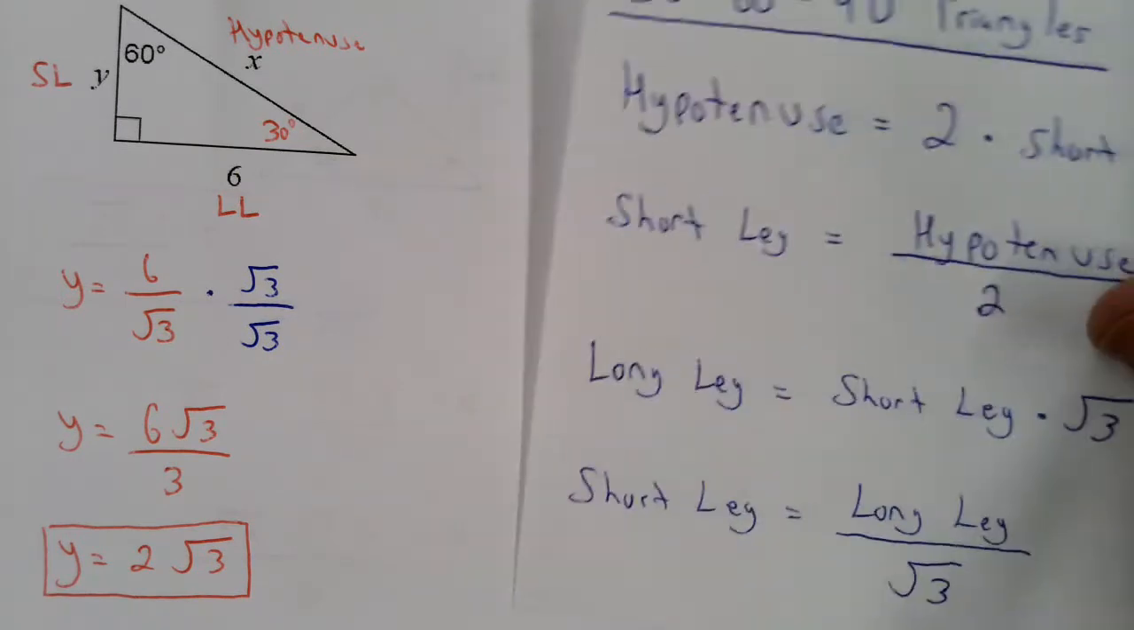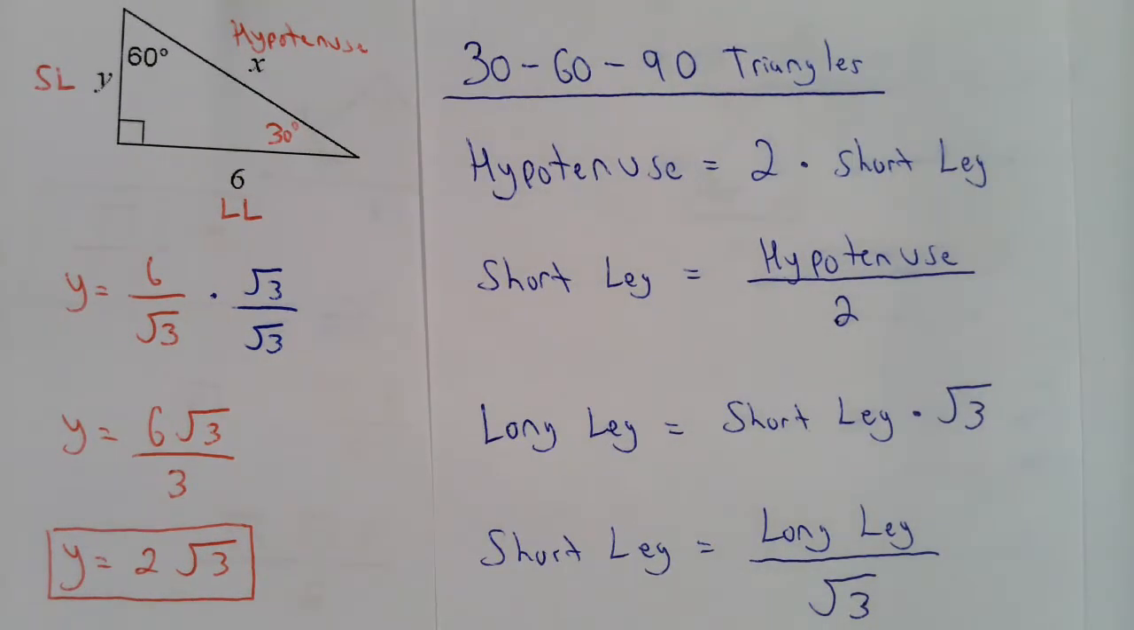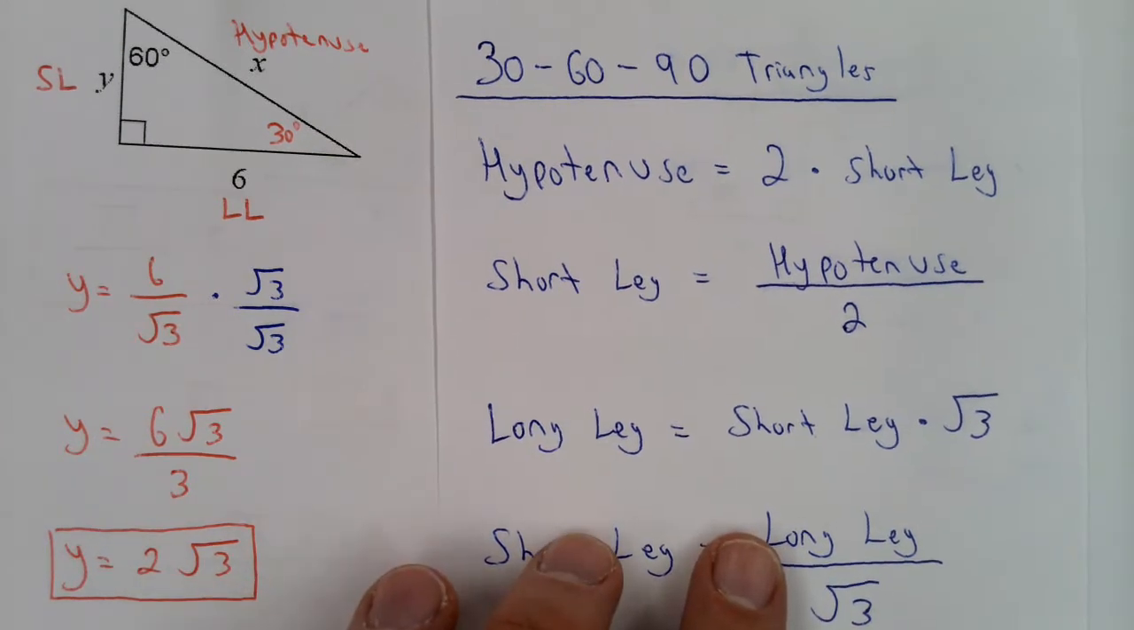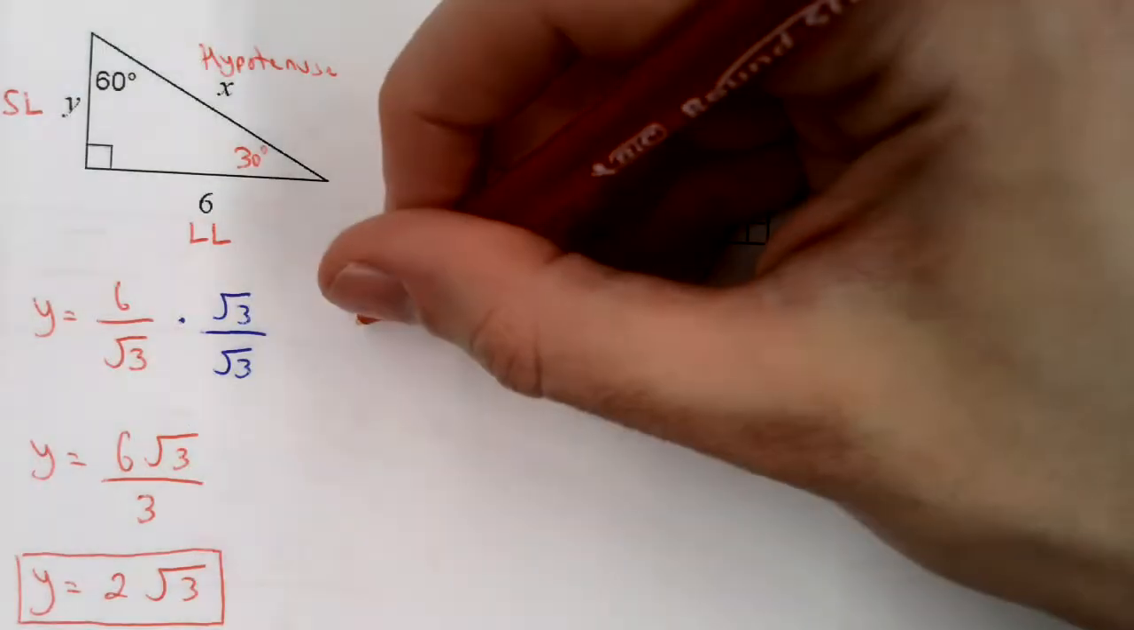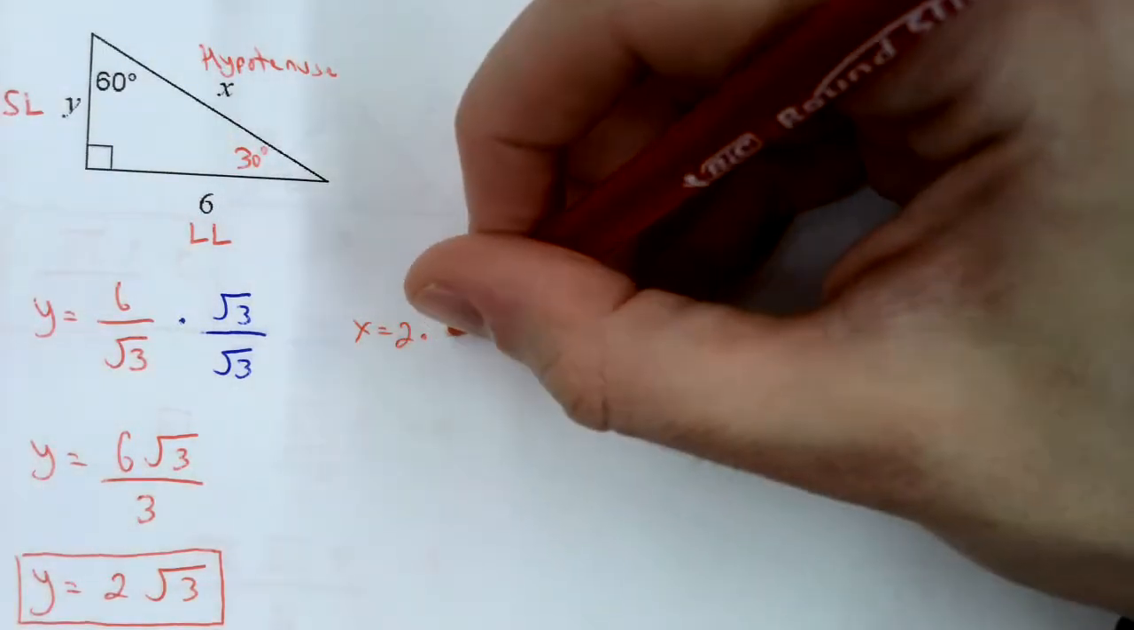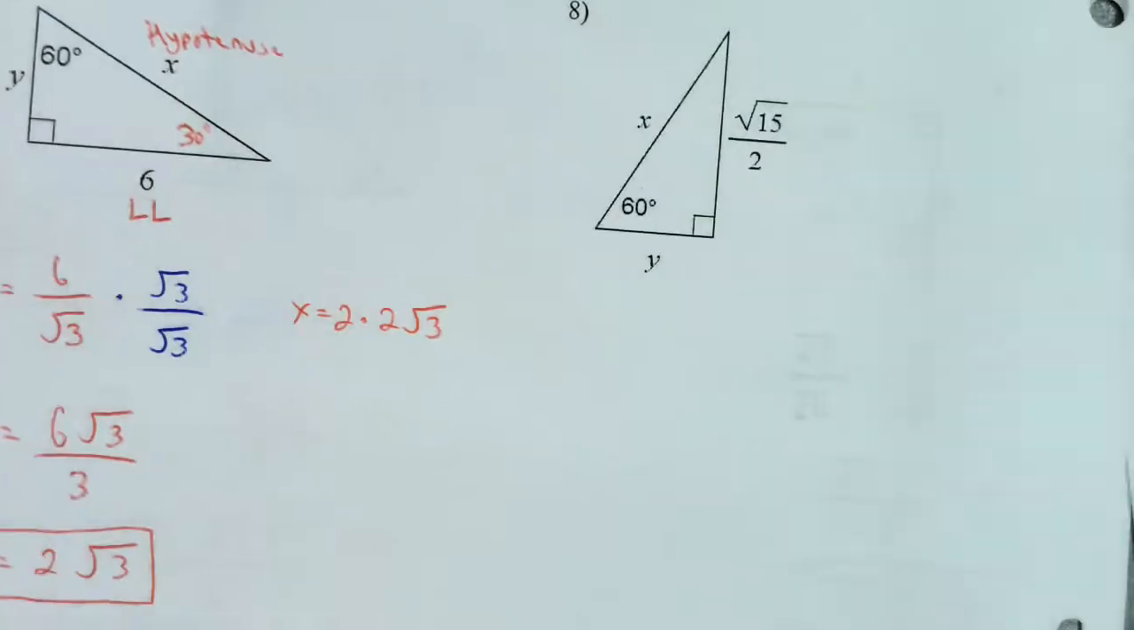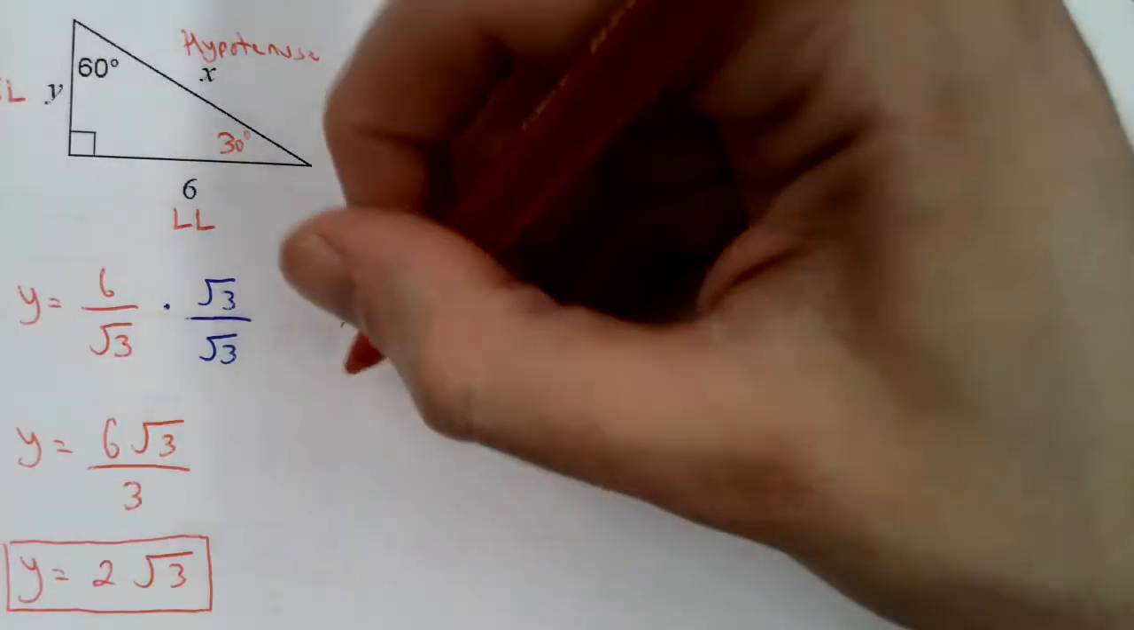Now we can get the hypotenuse because we know the hypotenuse equals 2 times the short leg. And we just found the short leg, so we're going to do 2 times that. Hypotenuse equals 2 times the short leg, which is 2 square root of 3. So x equals 4 square root of 3.